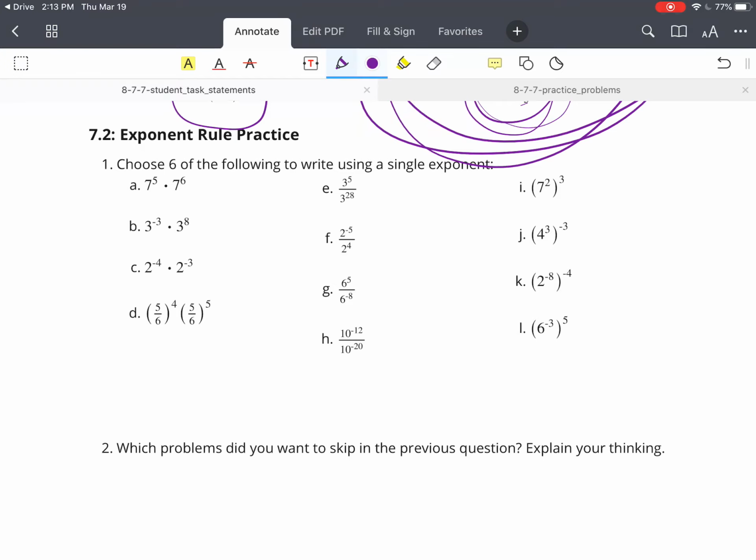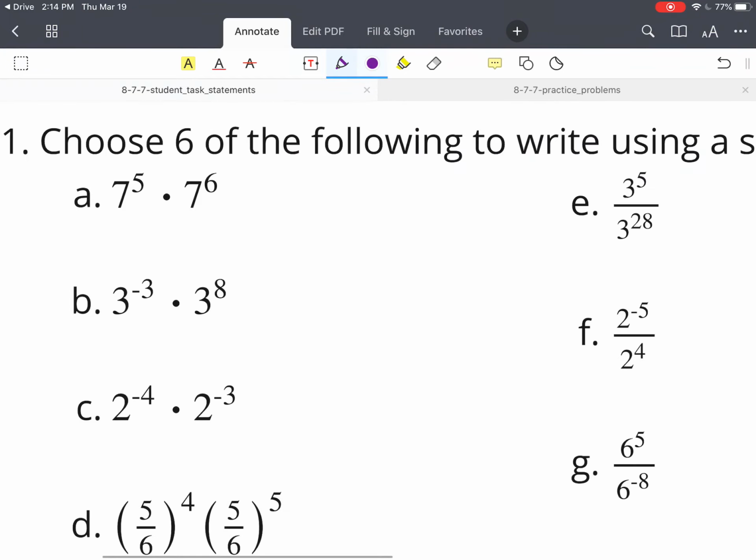So it says choose 6 of the following to write using a single exponent. What I'm going to do is 2 from each column, so you can get some practice. And then something you can do on the side is just do the other ones. So 7 to the 5th times 7 to the 6th. They have the same base, so we add the exponents. 5 plus 6. Let me write that actually.